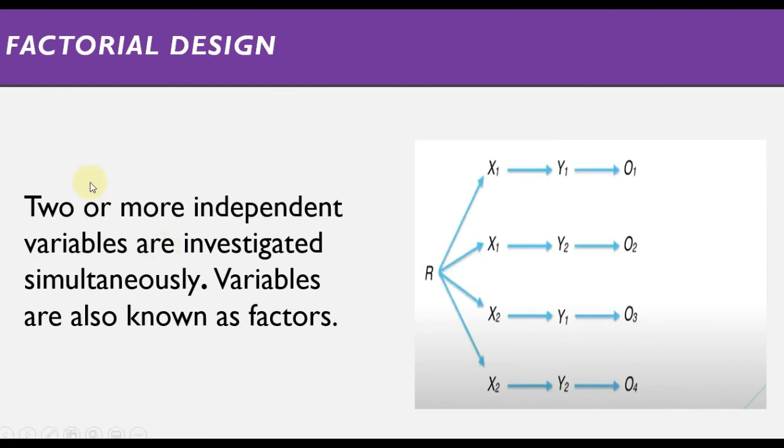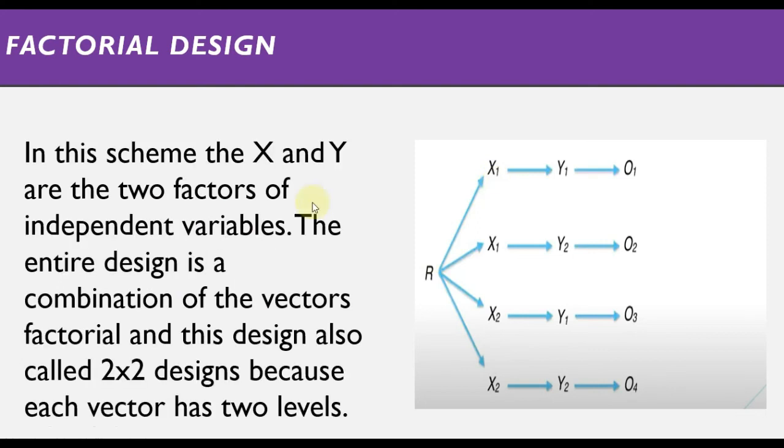We also have factorial design. Kay factorial design, 2 or more independent variables are investigated simultaneously. Variables are also known as factor. So, right? In this scheme, the x and y are the factors or independent variables. The entire design is a combination of the vectors. Factorial, and this design is also called 2x2 design because each vector has 2 levels. Okay?